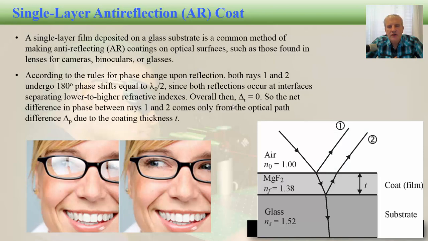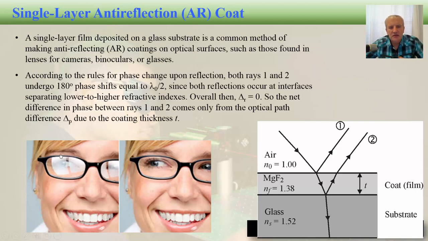The concept of the film interference has found its application in many different real-world examples. Here we have a single layer anti-reflection coating that's being placed on the glasses. So a single layer film is deposited on the glass substrate, which is a common method of making anti-reflecting coatings of optical surfaces, such as those found in the lenses for cameras, binoculars, or glasses.